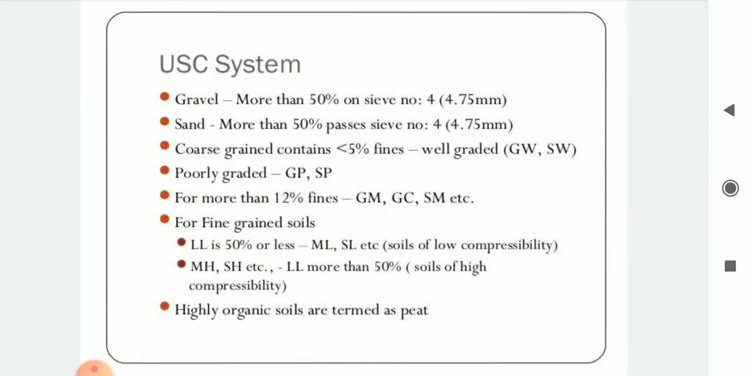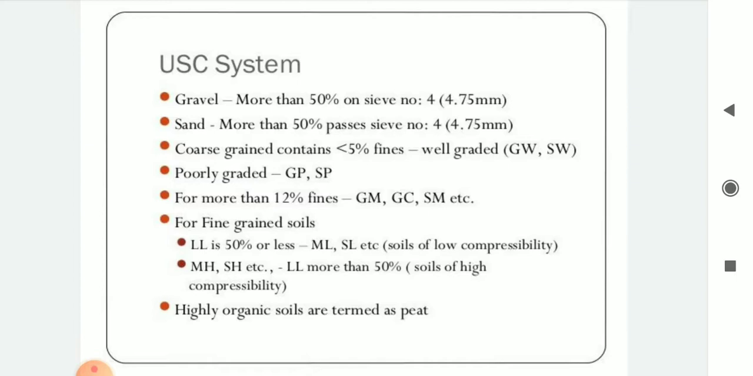Then the USC system, the Unified Soil Classification System. First, gravel: more than 50% retained on sieve number 4, that is 4.75 mm. Second, sand: more than 50% passes sieve number 4, that is 4.75 mm. Coarse granular soils contain less than 5% fines, well graded, and then poorly graded.